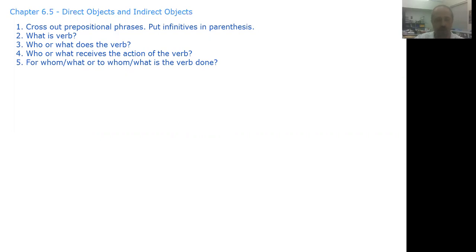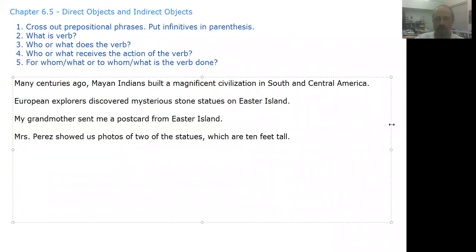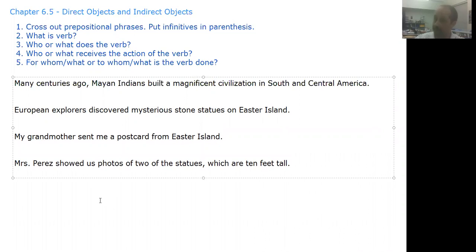So I'm going to put 4 example sentences up here for us to work with. So here I go, as soon as I get my right button clicked. Boom. And let's stretch those out across the screen, space them out just a little bit more. All right. So first thing I do is I cross out my prepositional phrases.